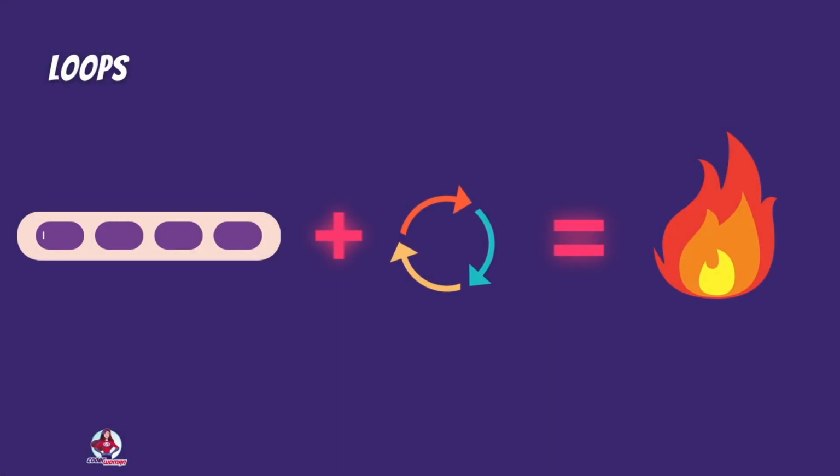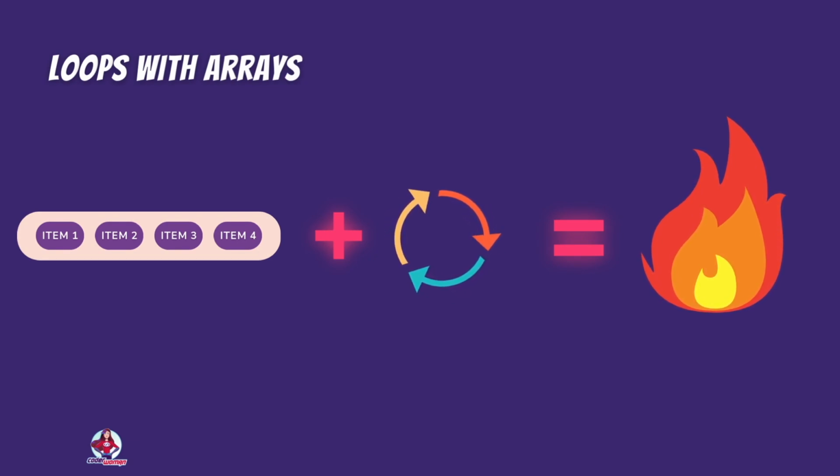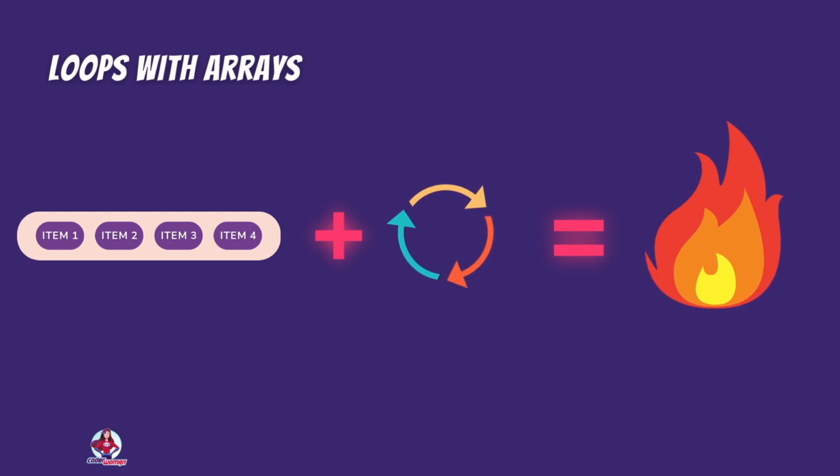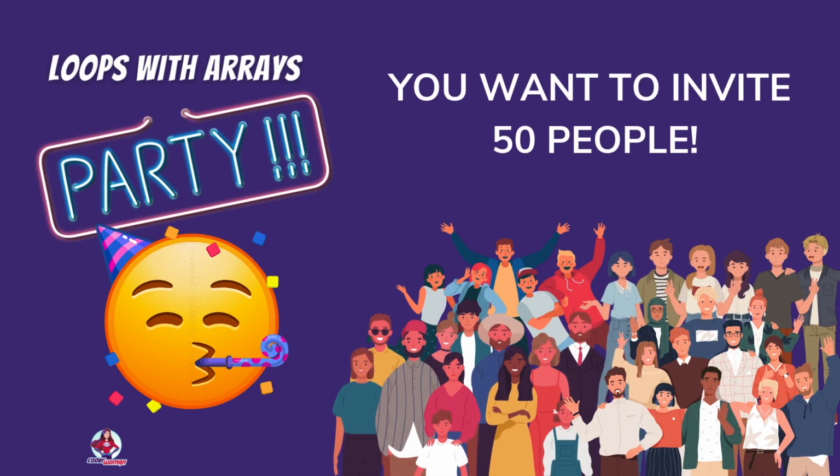So far, we've been using loops with numbers. But the real power comes from using loops with arrays. This combination is most commonly seen in a developer's work. Let's see how this works. Let's return to the example of inviting friends to a party. You want to invite 50 people and you know it's a lot of work.